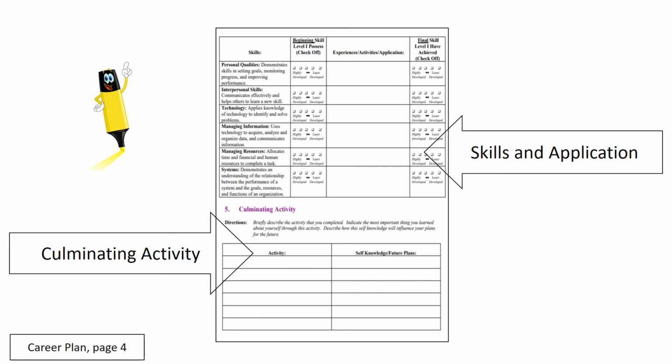A student named Emma explored careers working in a library. One of the things she listed under activity was, I interviewed a school librarian, a reference librarian, and a children's librarian. In the next category, self-knowledge, future plans, Emma wrote, after interviewing all 3 librarians about their jobs and the education required, I learned that I would have to go to college for many years. I discovered that I do not want to be a librarian, but I do want to work with young children. I plan to go to community college to get a certificate, and then I want to work in a preschool.